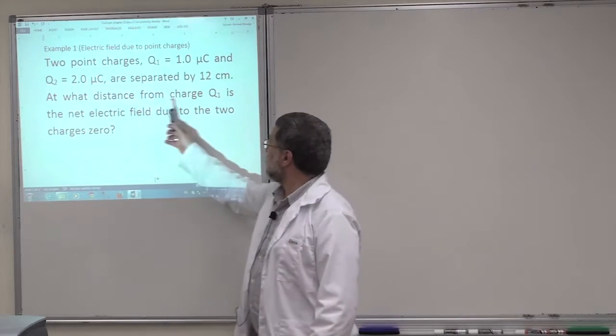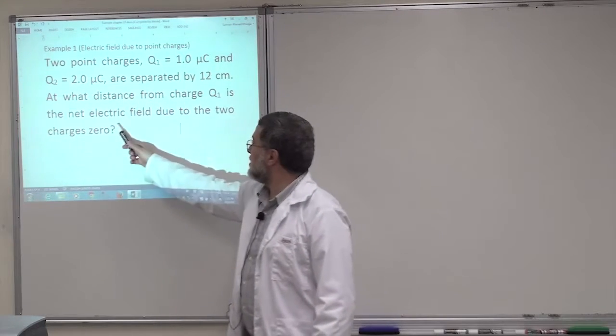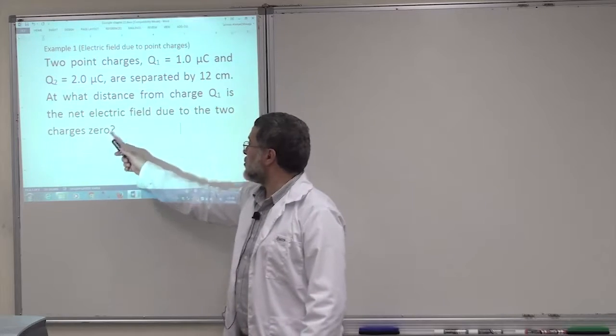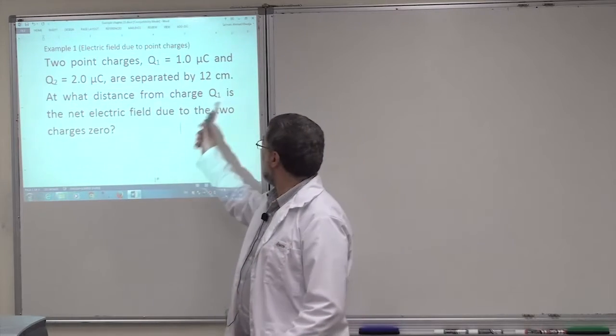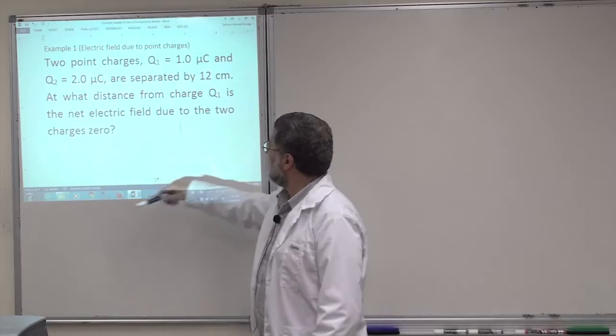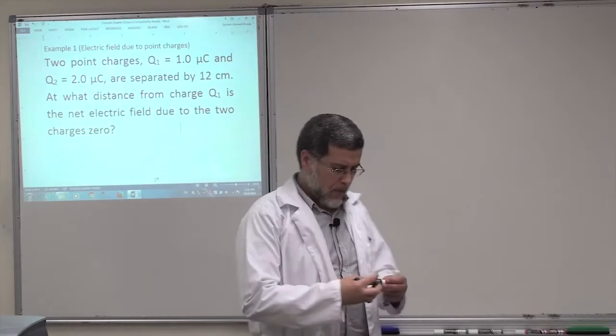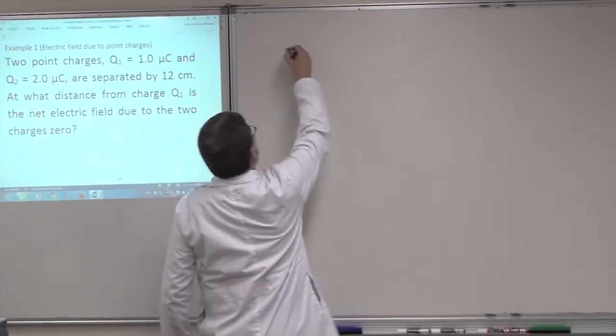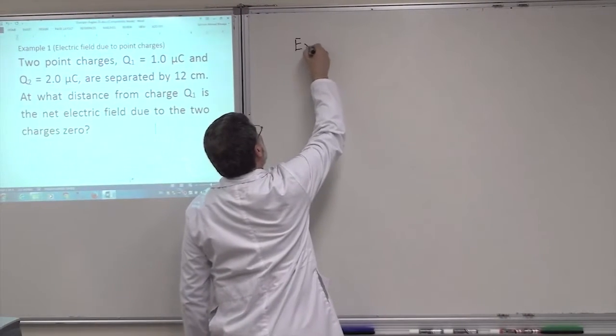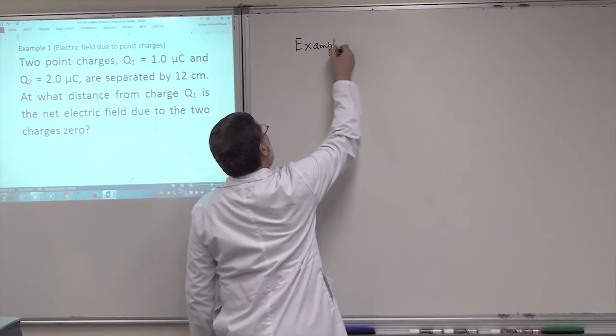At what distance from charge Q1 is the net electric field due to the 2 charges 0? Okay. So let's draw. Here you need to draw. So example number 1.